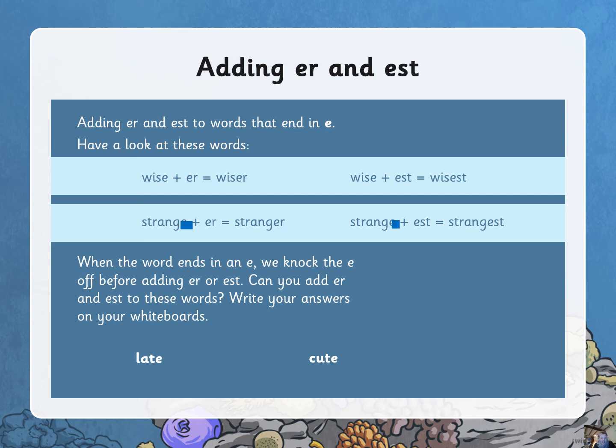Can you add er and est to these words? Write your answers on a piece of paper or spell them out loud. We have the word late and cute. They end in an e. Can you remember what you need to do to make later, cuter, latest, cutest?